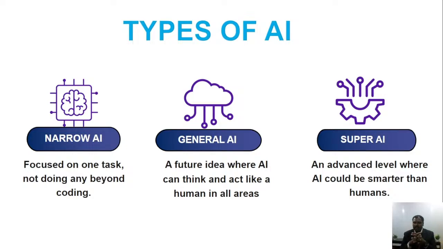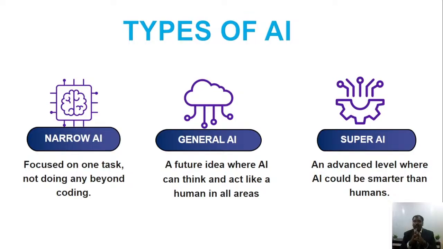Then we go to general AI. So what is general AI? General AI is like our human. They can act and think like a human in all the areas, but they cannot react like a human. So that is a major issue in general AI.